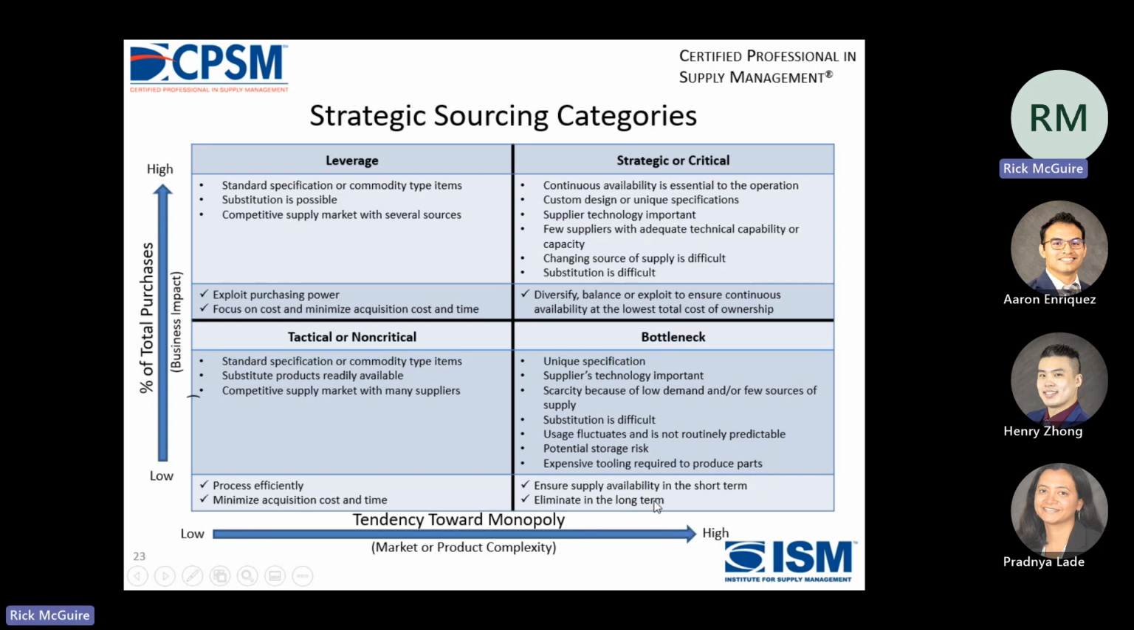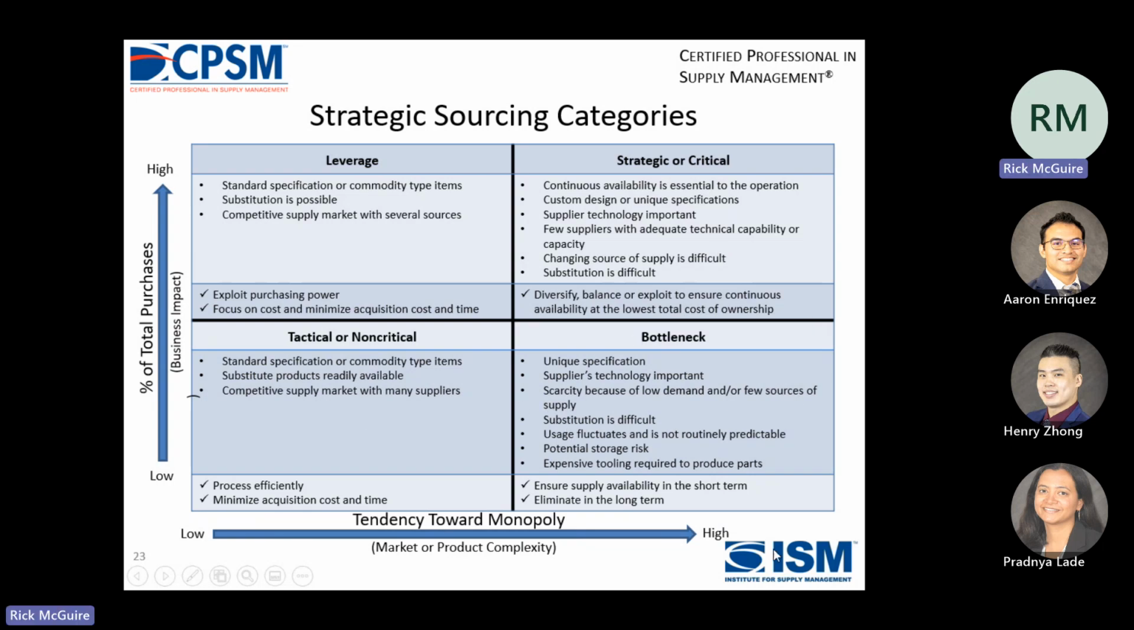So your strategic or critical category is a high spend with only a few firms in the industry. This is engines, transmission, basically anything in powertrain, and that type of thing. Big spend, there's only a few suppliers.